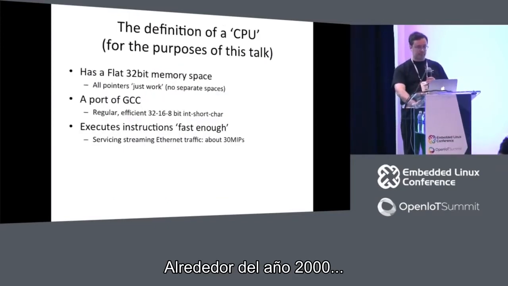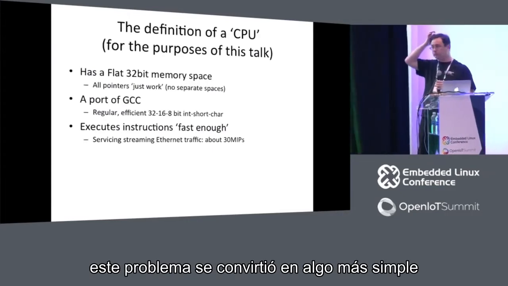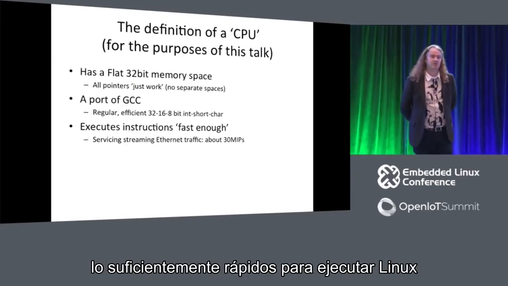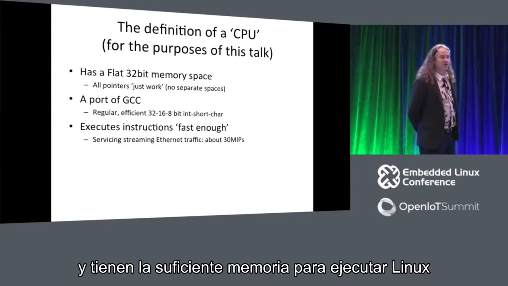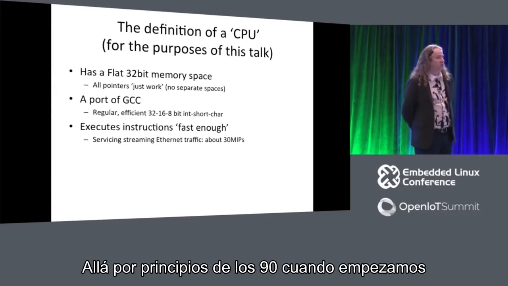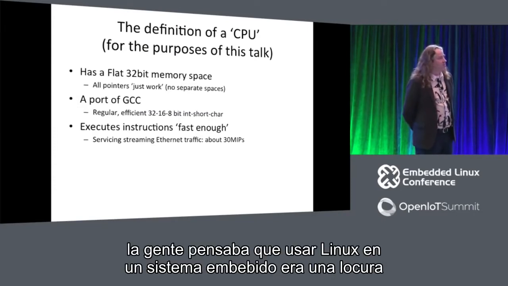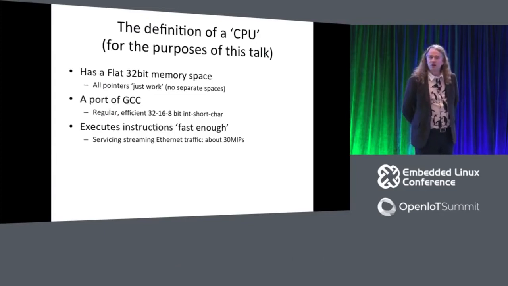So in about 2000, this problem became a lot simpler. Most systems are fast enough to run Linux. They have enough memory to run Linux. Back in the early 90s, when we started with no-MMU systems, running Linux in an embedded system was one of those things that people thought was a crazy idea. Why would you do that?